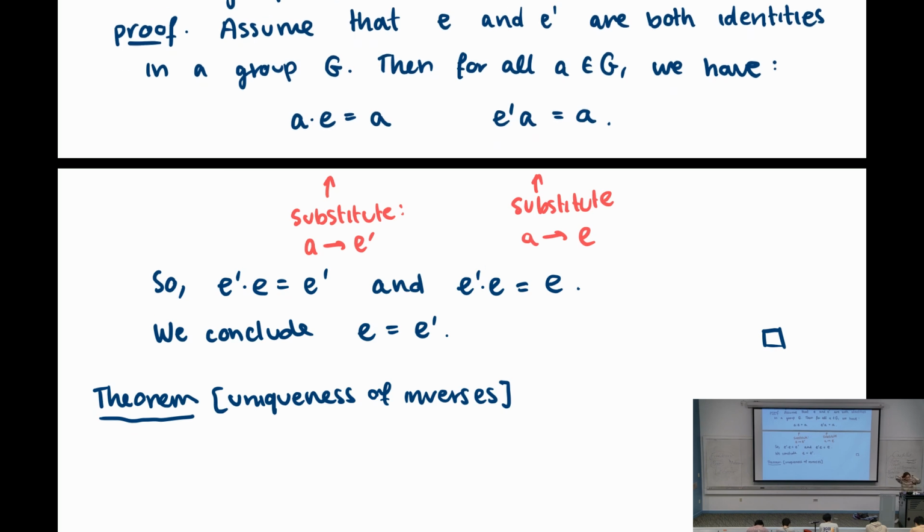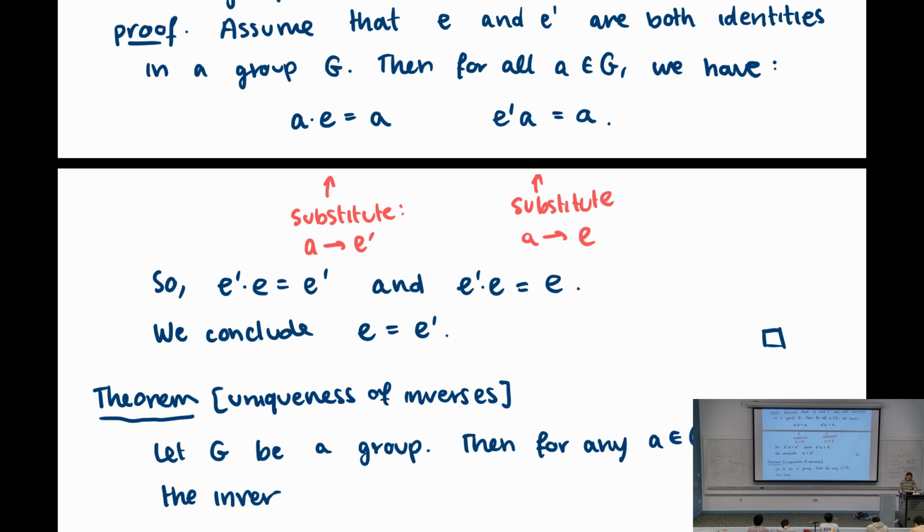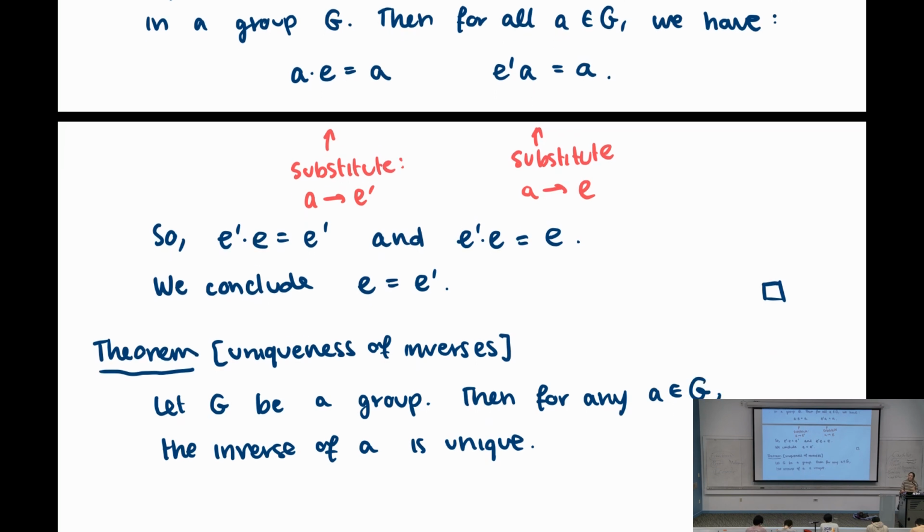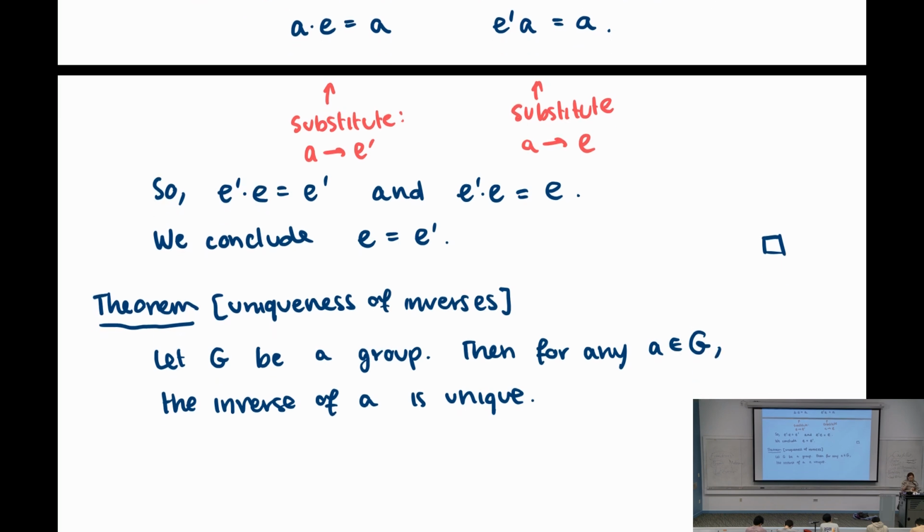Okay, so this says that we'll let G be a group. Then for any A in G, the inverse of A is unique. Okay, so any element has just one inverse, and we'll prove this as follows.